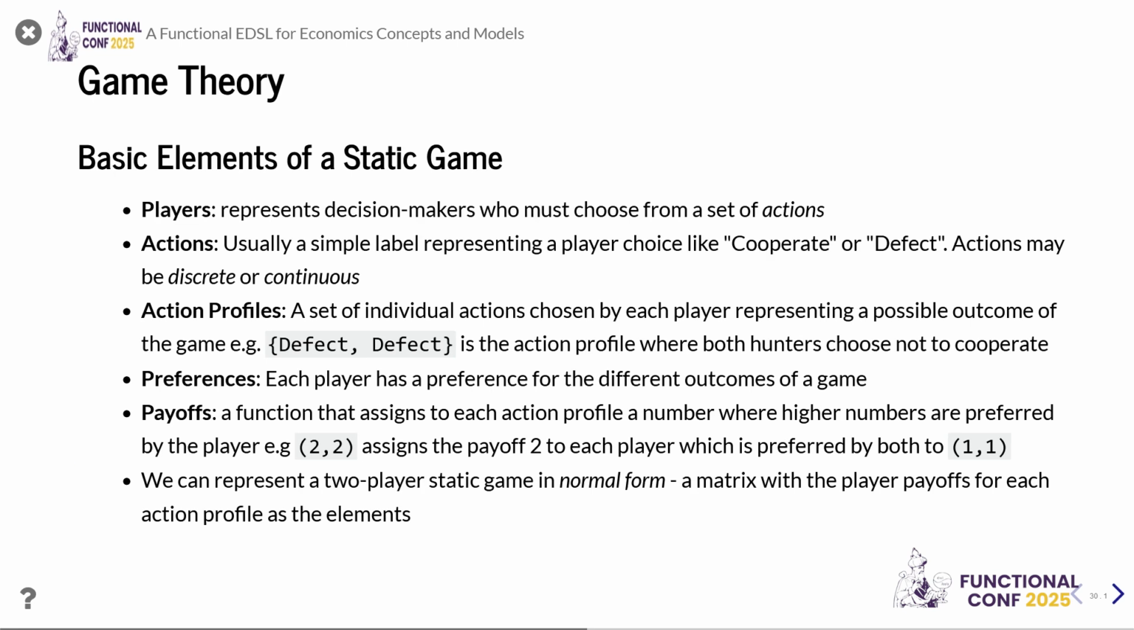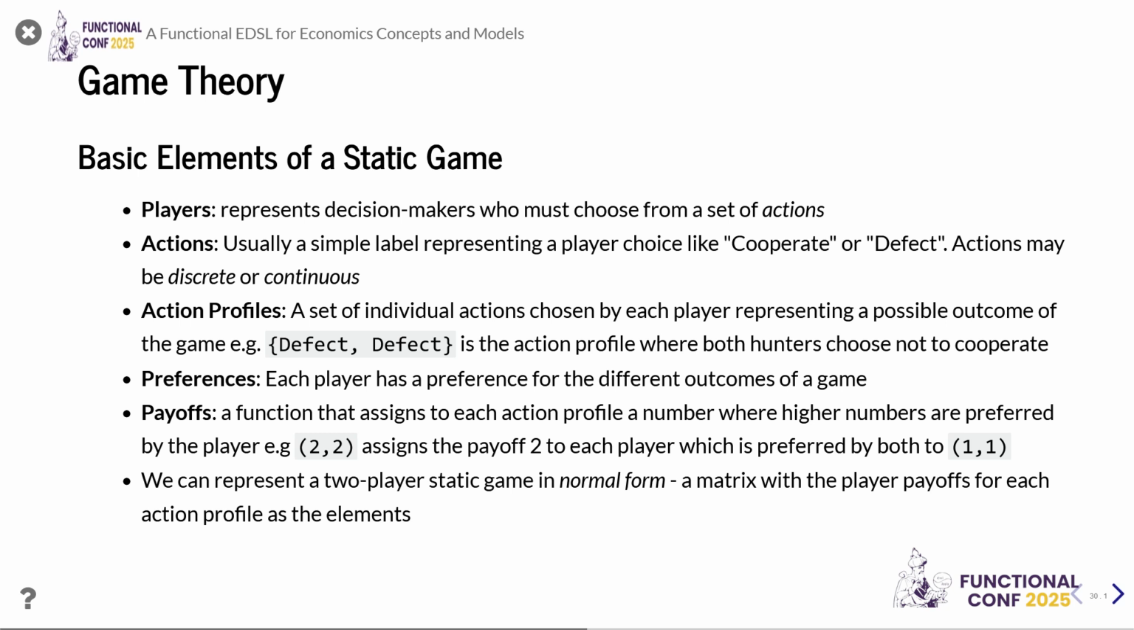So in all these games, you have different elements. You have players, you have actions, you have action profiles. Like, okay, defect is when both hunters choose not to get the stag and instead choose to go for the hare. You have preferences, so each hunter would prefer if they both had a piece of a stag to take home, and then you can assign a function that represents these preferences.